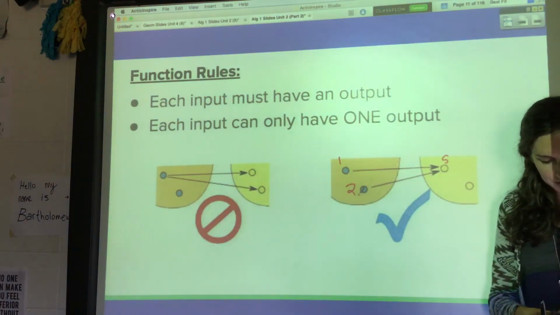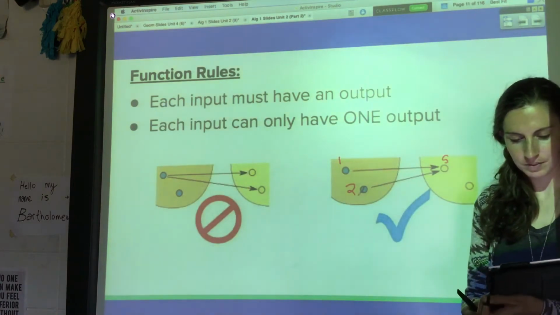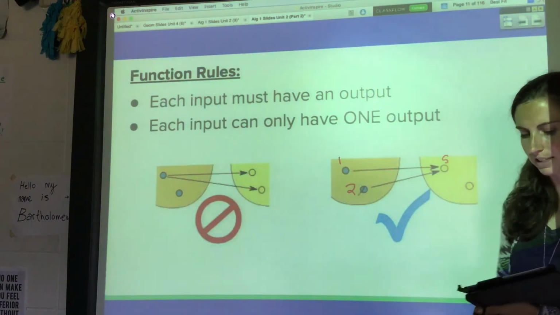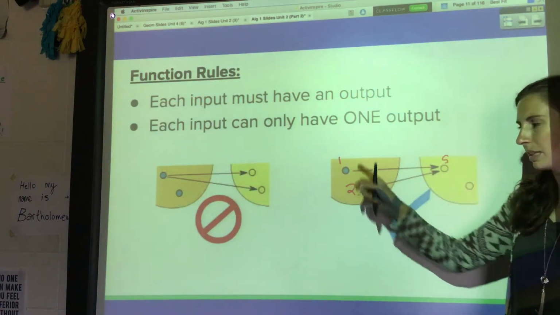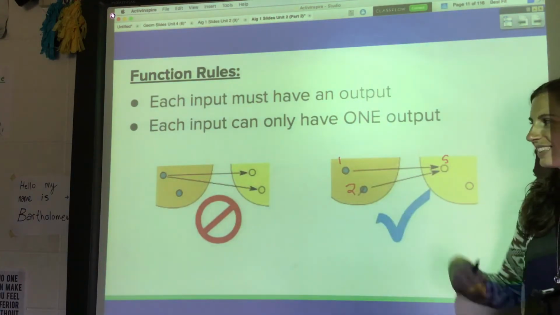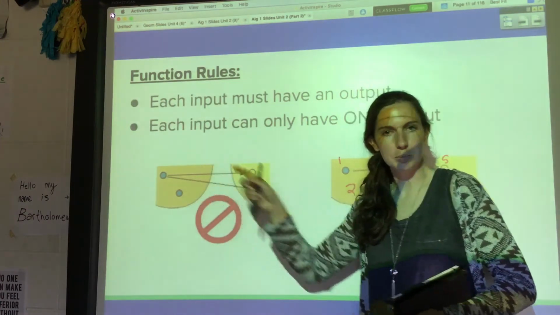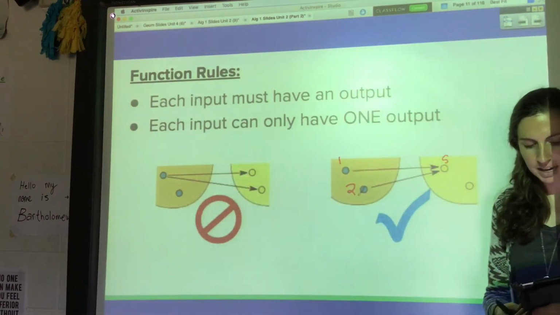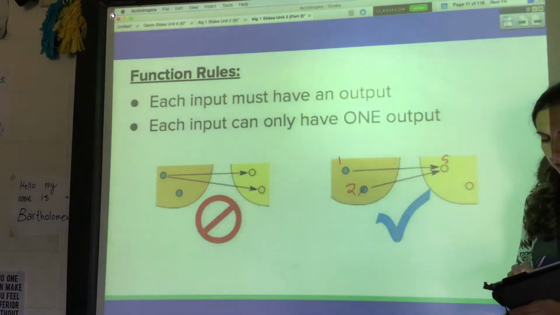I've heard of different ways to remember this. I've heard in middle school sometimes they say, the y values can cheat, but the x's can't. As in, the y values can have multiple partners, but the x values cannot have multiple partners. Or you could also think about it as like a school bus.